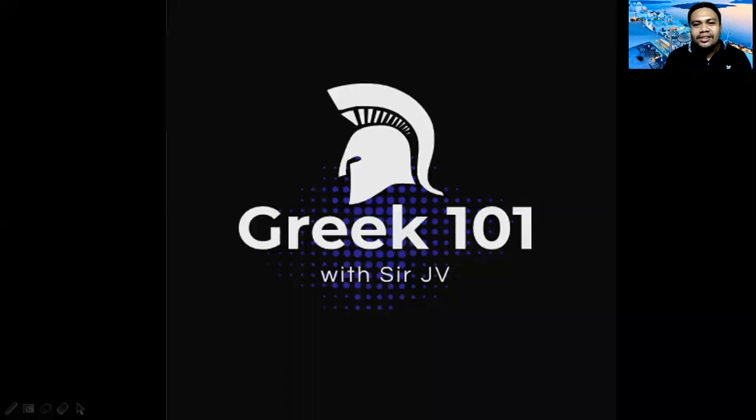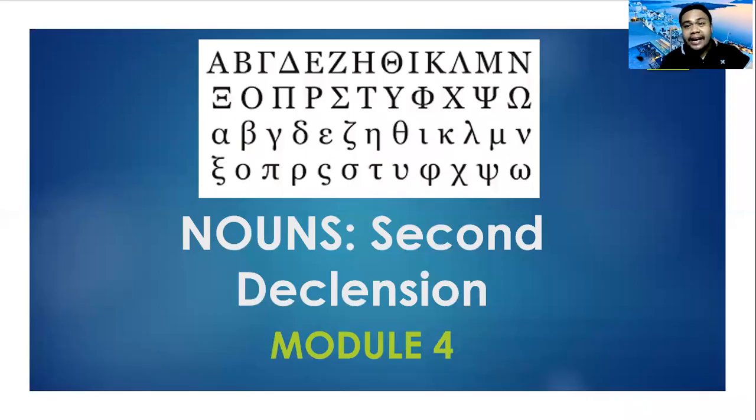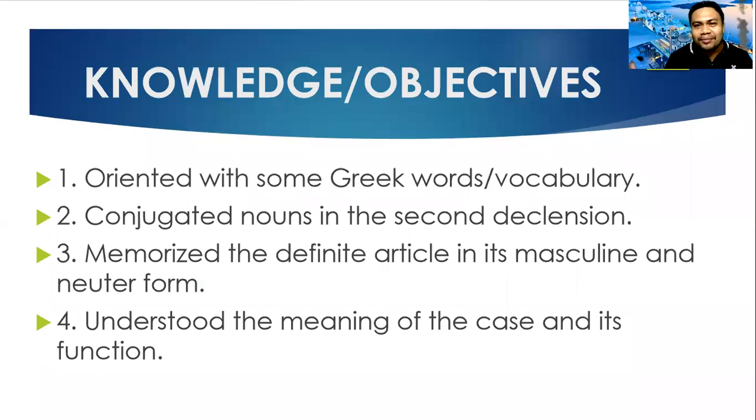So we are now down to our fourth lesson. Last time we talked about the verbs in the present active indicative form. Today we have a brand new lesson, and I hope you will enjoy again our lesson about nouns. So there you have it. Our lesson is about the nouns, second declension. That is module 4 in our book. And welcome to Greece again, Greeks.